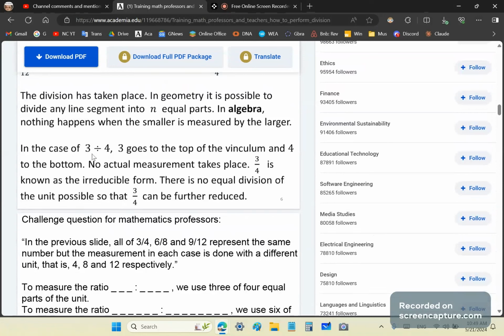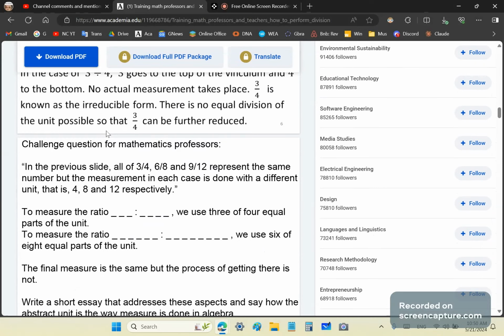And it doesn't even matter if this operand is less than or greater than. In algebra, you can still put any division in that form. And then, of course, if the numerator is greater, you can simplify it. And of course, that's another issue entirely. Okay. So here's a challenge question for mathematics professors.